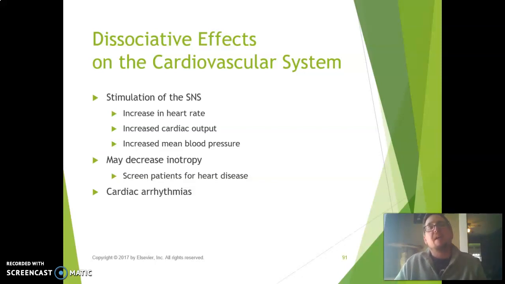But the biggest thing is if they are a cardiac patient already, this drug has to be given with some concern on the heart, because it may decrease inotropy, and that essentially means that the heart will not be able to pump as hard, even though the heart rate is faster and the mean arterial pressure is good. It causes some issues with that. So we always screen patients for heart disease beforehand. I've never seen this drug given to an animal that has a heart murmur. And it can also cause cardiac arrhythmias, which is an abnormal rhythm within the heart.